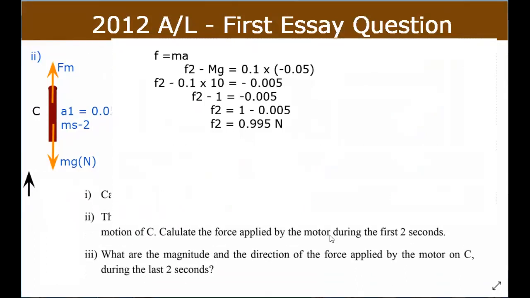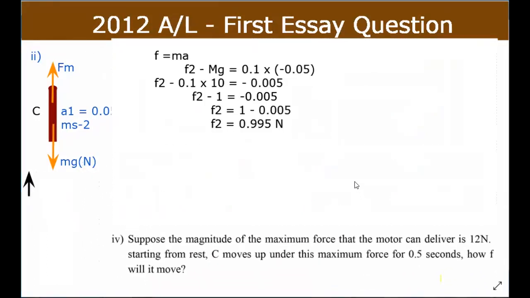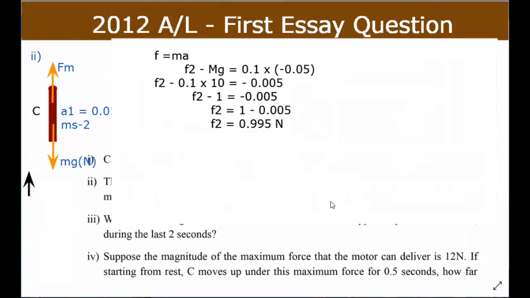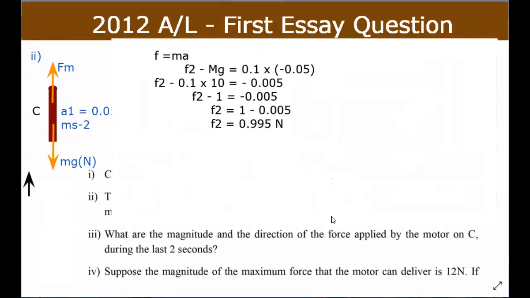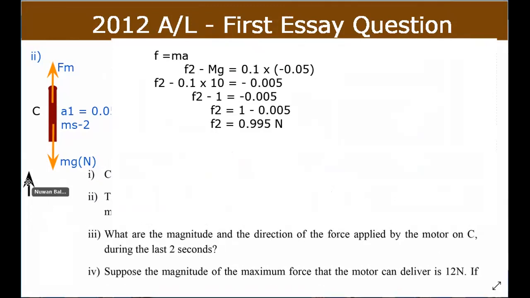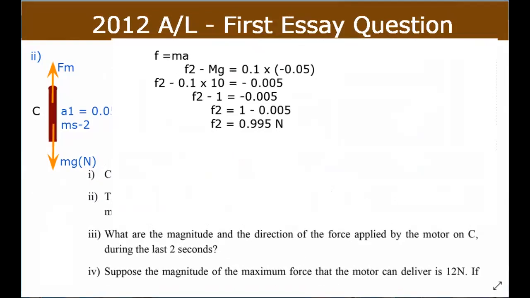We have answered Roman number 1. We have answered Roman number 2. Roman number 3. What are the magnitude and direction of force applied by the motor on C during the last 2 seconds? The direction is upward. If they ask you to write the direction, please write direction of F2 is upward. Please write it here because they ask a direction. Direction of F2 is upward.